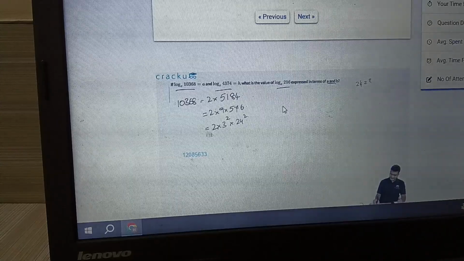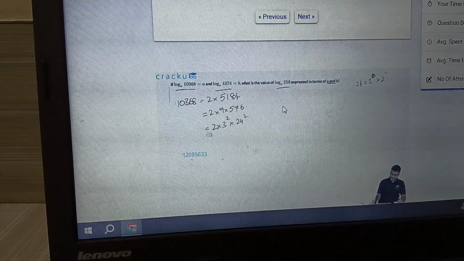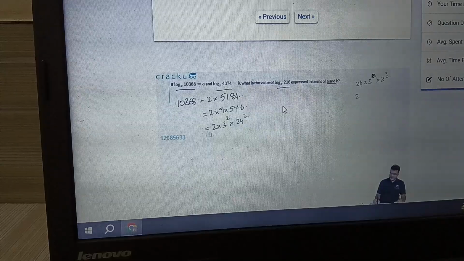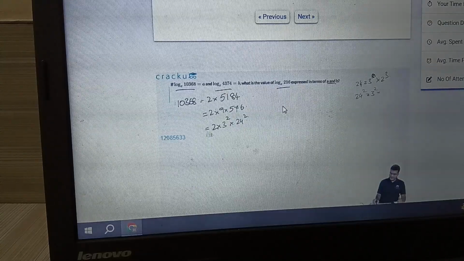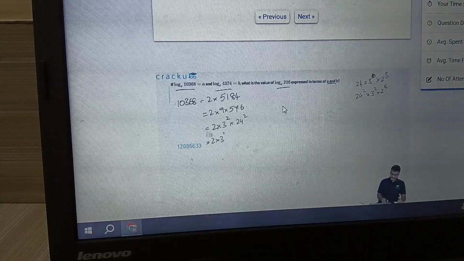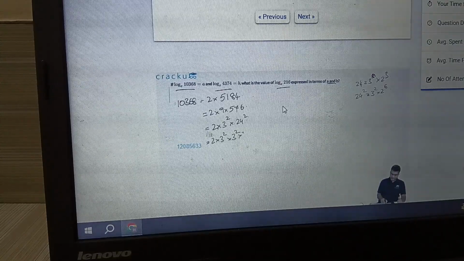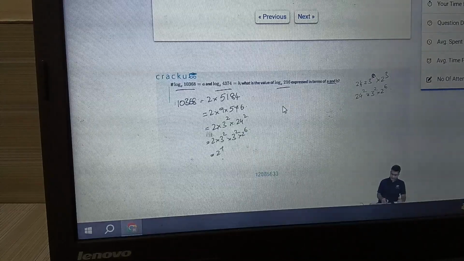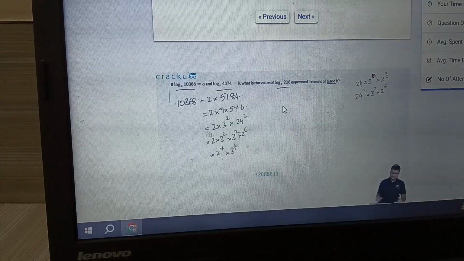24 itself is equal to 3 into 8, that is 2 cubed. So 24 square will be equal to 3 square into 2 to the power 6. So the given number is equal to 2 into 3 square into 3 square into 2 to the power 6, which is equal to 2 to the power 7 into 3 to the power 4.